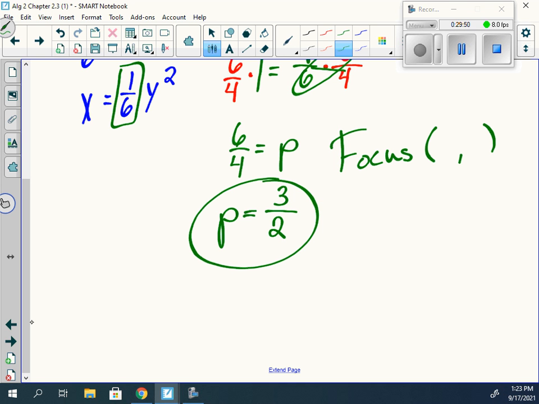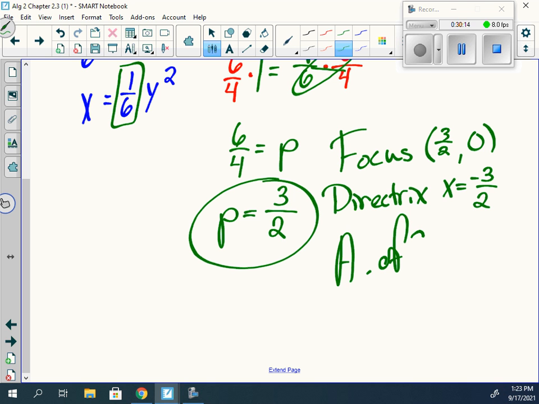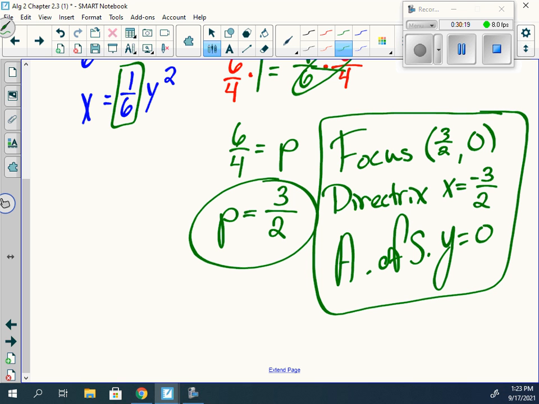So what is our focus for this setup? P, comma, 0, yes? Our value of p is 3/2, comma, 0. Our directrix is x is equal to negative p, so it'd be negative 3/2, and the axis of symmetry is y is equal to 0, and that's it.